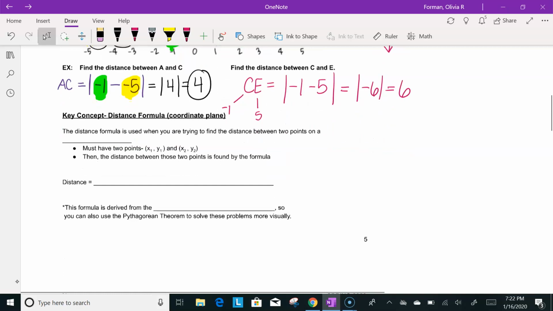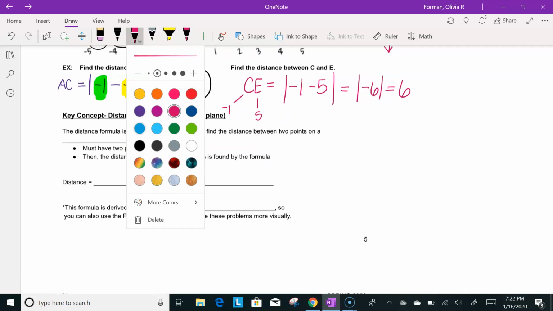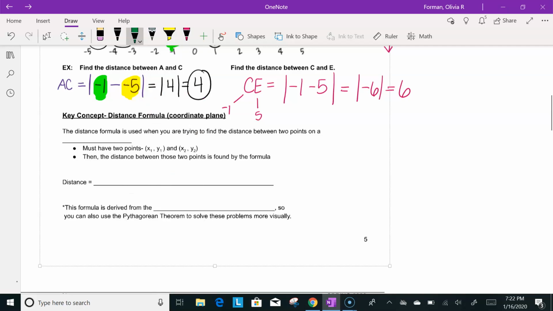Then we get to the distance formula, and the distance formula is going to be used on the coordinate plane. That's why it says coordinate plane right here. We're working with an x and a y value, not just one or the other. The distance formula is used when you're trying to find the distance between 2 points on a coordinate plane.